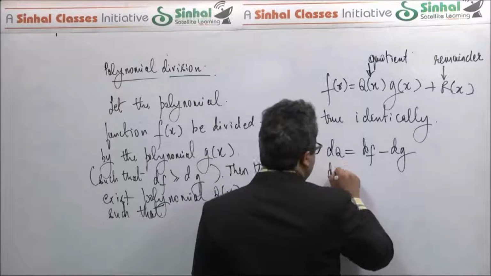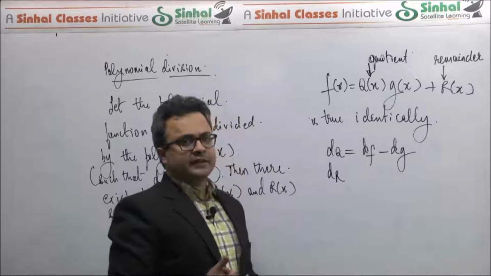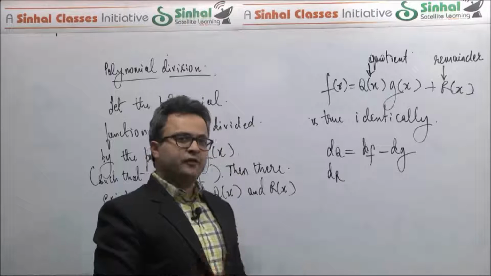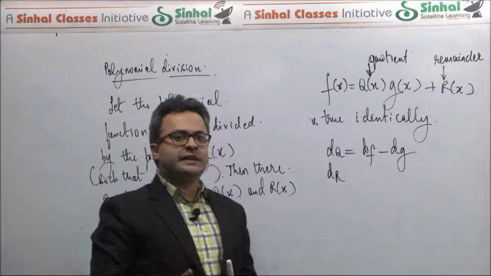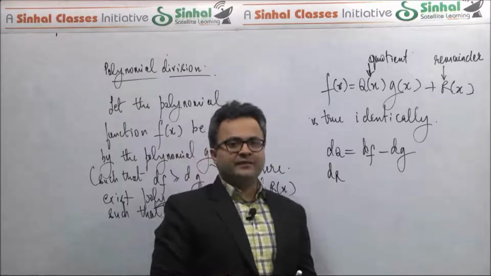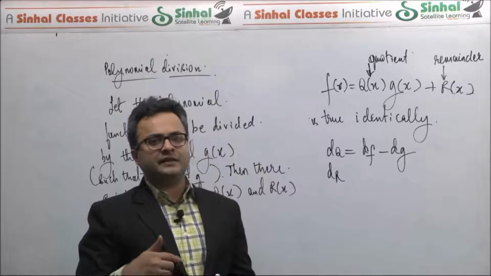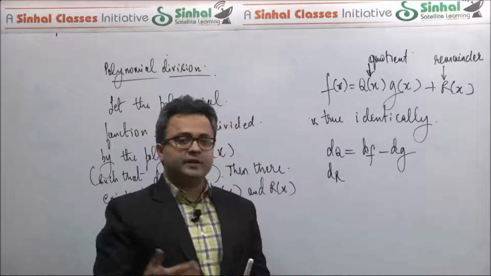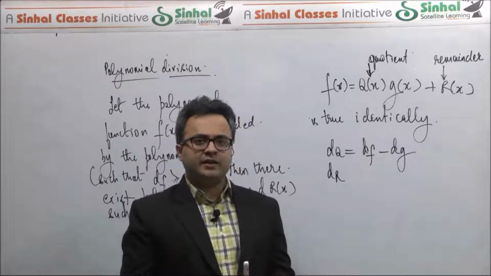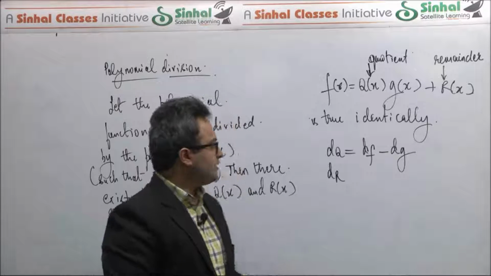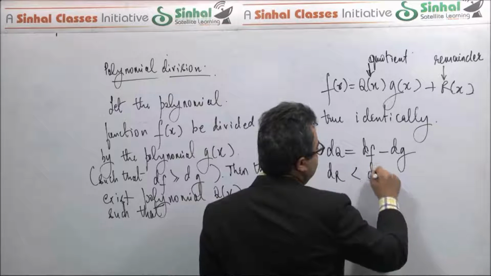As regards the remainder, the degree of the remainder will be less than the degree of the divisor. So the degree of r of x will necessarily be less than the degree of g of x. Which means that if you're dividing a fifth degree polynomial by a second degree polynomial, the remainder will have a degree of less than or equal to 1. We don't say the degree is exactly 1 because, in a special circumstance, the remainder itself might turn out to be a constant. So in general, the degree of the remainder will be less than the degree of the divisor.